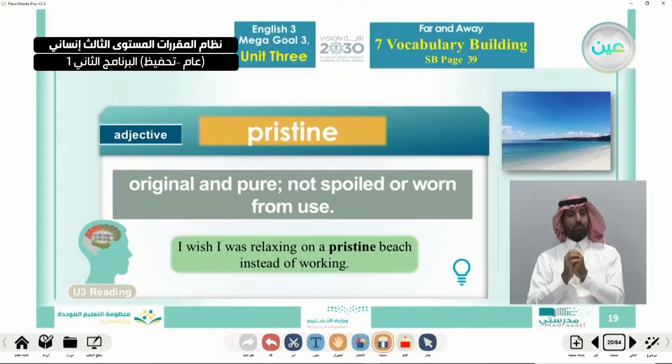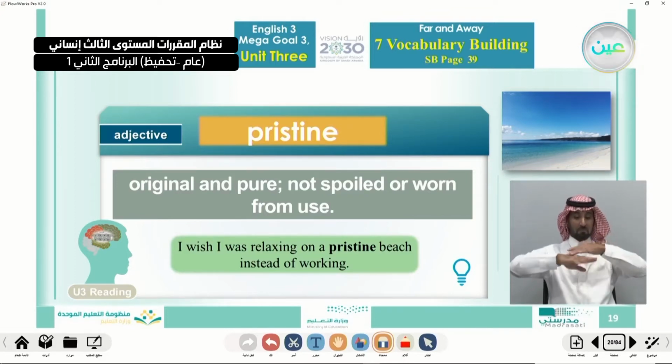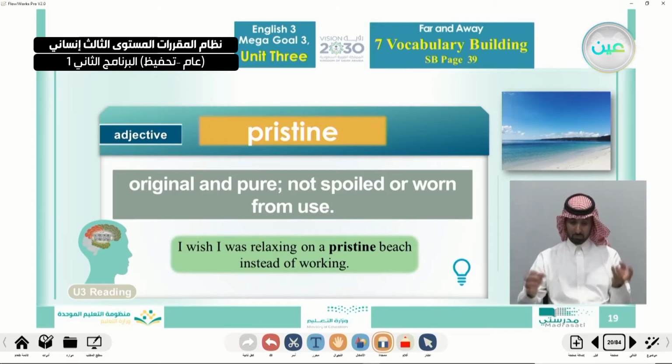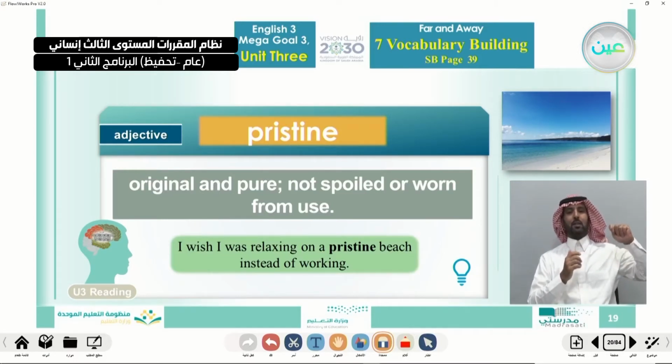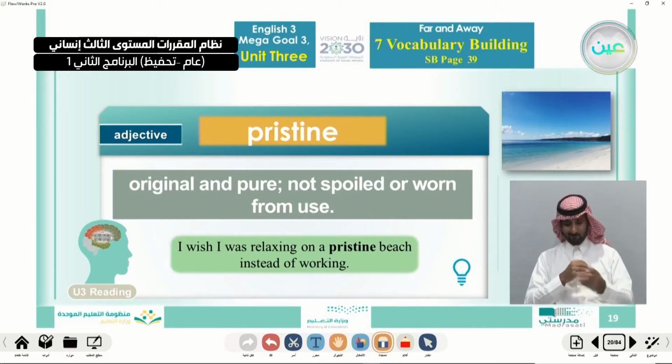Okay, next. This is a very beautiful scene also. It's an adjective, pristine. What does pristine mean? Original and pure. You see how beautiful and how clean the beach is. We can say here original and pure, not spoiled or worn from use. Like the word that we studied and discussed, if you can remember, you can also describe it as an undisturbed scene, or you can say pristine scene. I wish I was relaxing on a pristine beach instead of working. So this is the pristine beach. It is very good for relaxing and it is enjoyable also.